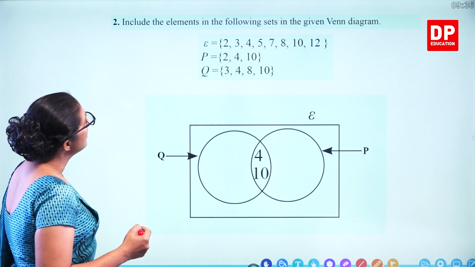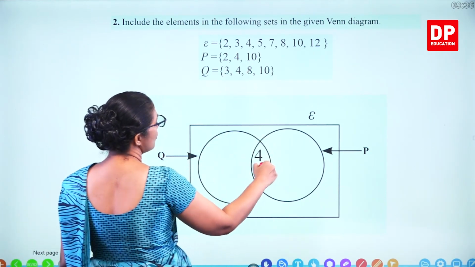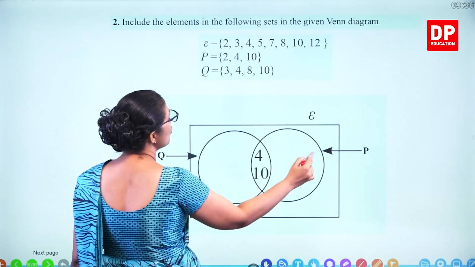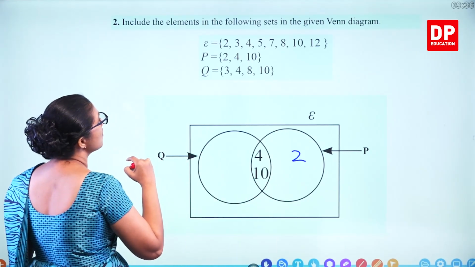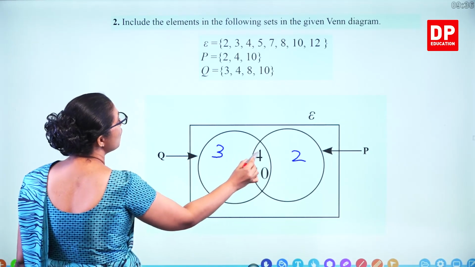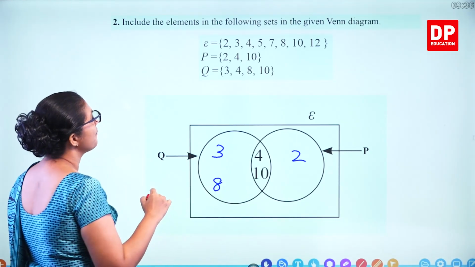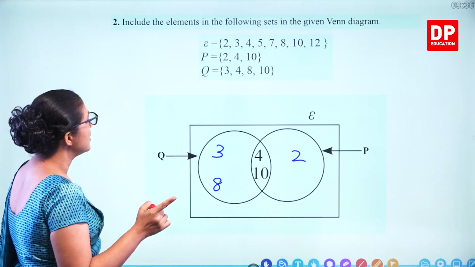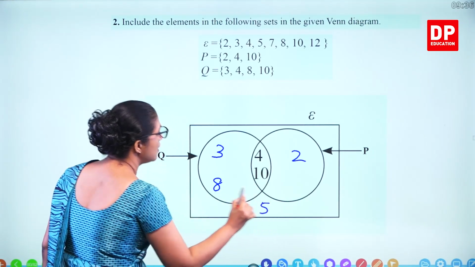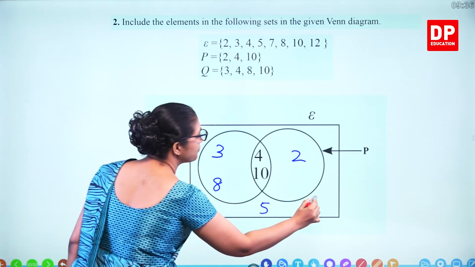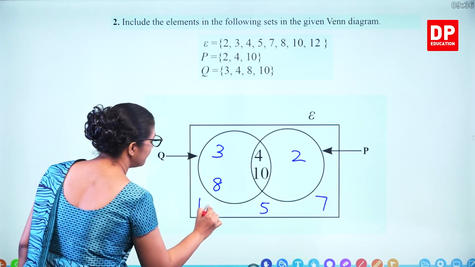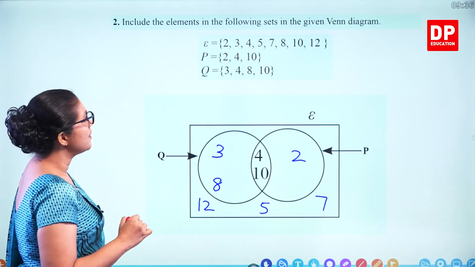Include the elements in the following sets in the given Venn diagram. 4, 10, both common, so it's inside. Then P is here, so 2 is this one. Then inside Q I can put 3, 4, 8, 10, 3 and 8. Then what are the numbers outside? 2, 3, 4, 5, it's not there, 7, 8, 10, 12. So you have to write all the other numbers outside.